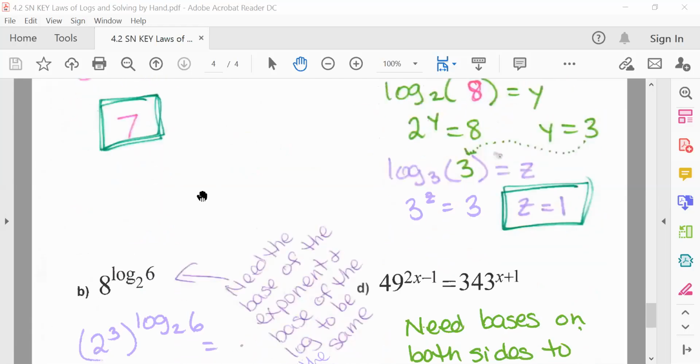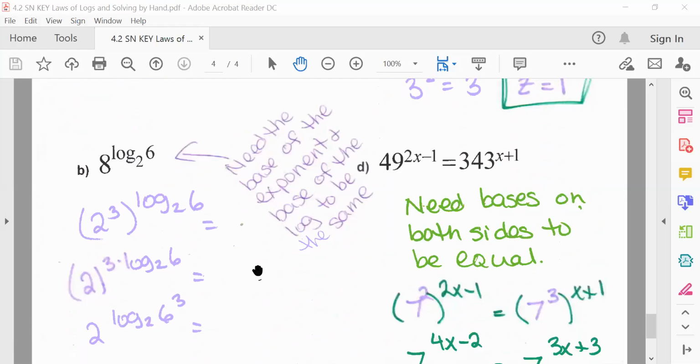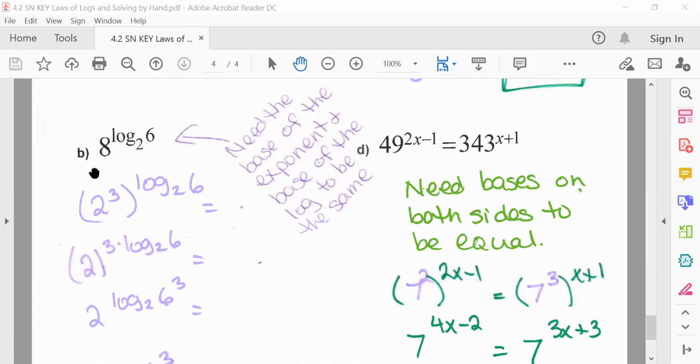All right, on B, we have 8 to the power of log base 2 of 6. We don't have an equal sign. We're not equating this to something else, but we have a base of an exponent that's an 8 and a base of a log that's 2. We want those bases to be the same, even though they're not on two separate sides of the equation. We want the base of the exponent to match the base of the log.